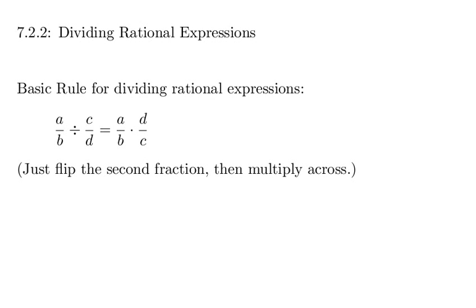Okay, so I mentioned before that you were going to recognize dividing rational expressions, and you can kind of see why that's the case. Whenever you divide one rational expression by another, it's exactly like when you divide fractions. You just flip the second one and then multiply across. So if you have a over b divided by c over d, that's the same thing as a over b times d over c. So beyond that, it's exactly like multiplication.